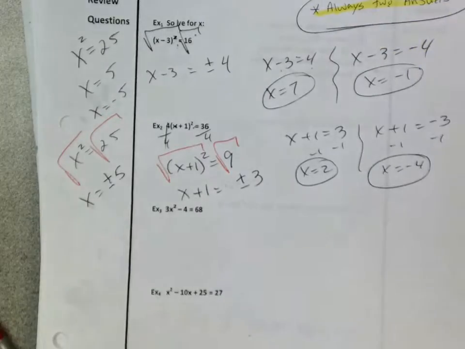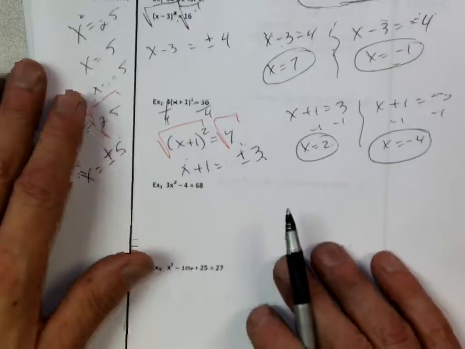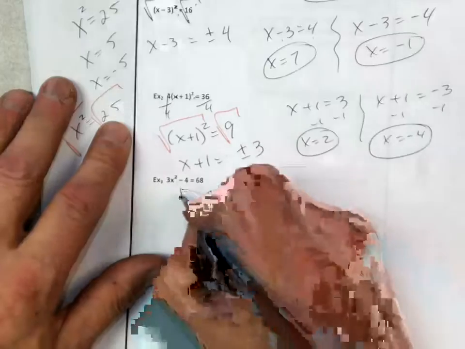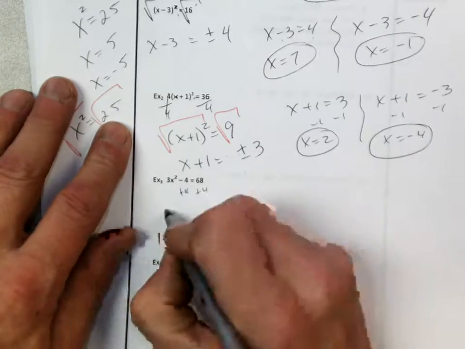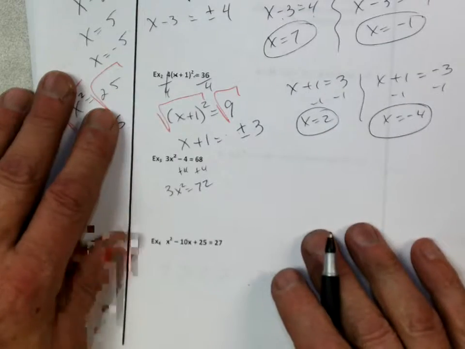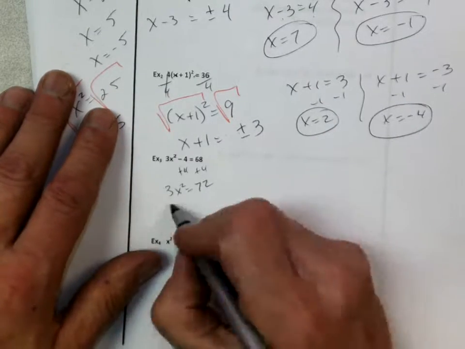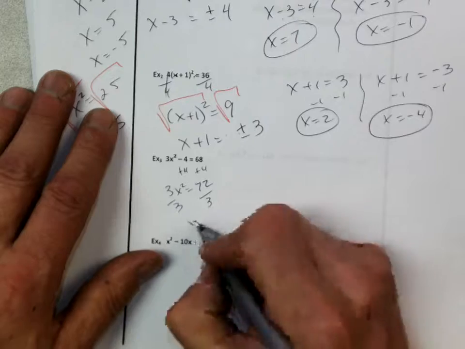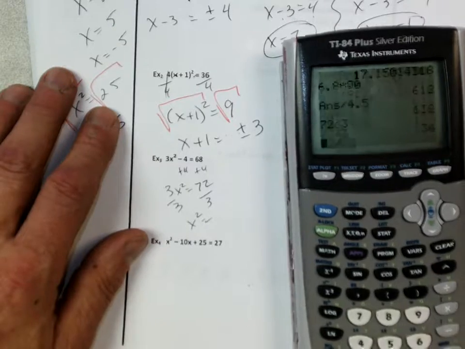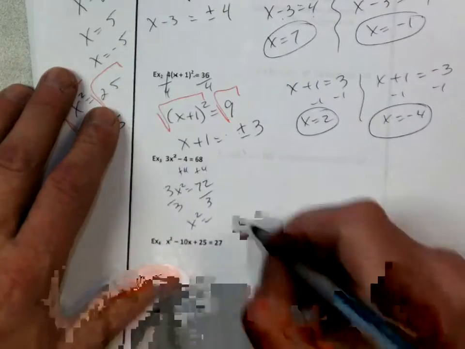Example 3. A little bit different, huh? Let's get rid of our extra numbers. So how do we get rid of our extra numbers? Let's get rid of the 4. How do we get rid of the 4? We agree, plus 4, so I get 3x squared equals, I think, 72, right? Divide by 3, x squared equals, is that 48? I don't know, 72 divided by 3, hold on. Yeah, it's 24, I was off, thank you, 24.